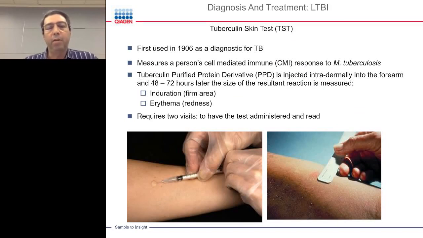And it's really remarkable that this skin test has been around for so long. It was first used in the early 1900s, and really has served us well, but certainly has some drawbacks, particularly around how do you measure it? Is it the induration or is it the erythema? And this requires two visits, one for the injection and then 2 to 3 days later to come back and measure this response. And it can be very subjective in terms of trying to understand exactly where to start and where to stop.